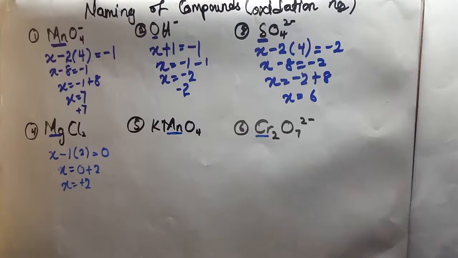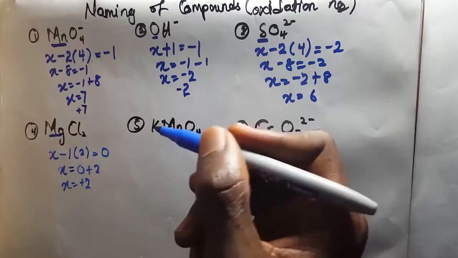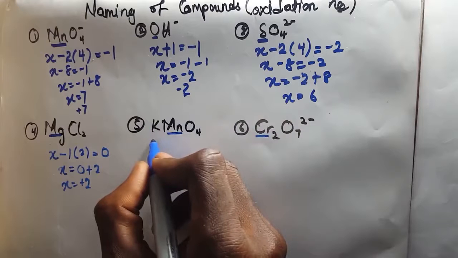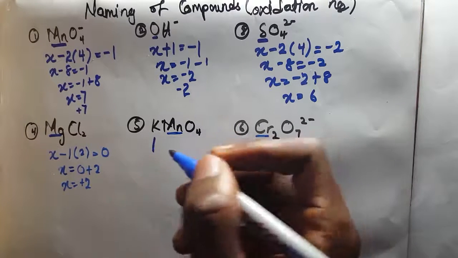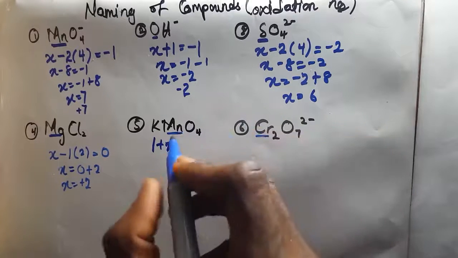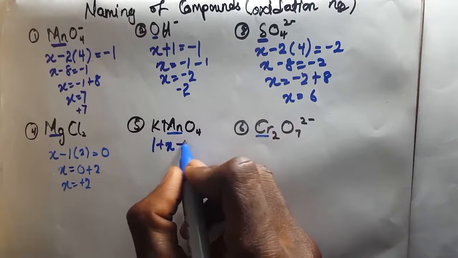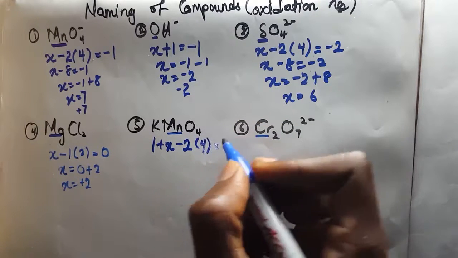Then manganese is here as well. So now I said when they are 3, you find for the one in the middle. Potassium is here. Looking on the periodic table, potassium has a charge of positive 1. So 1 plus X, we are finding for manganese. So oxygen minus 2, that's the charge. Then times 4. Here you equate to 0.